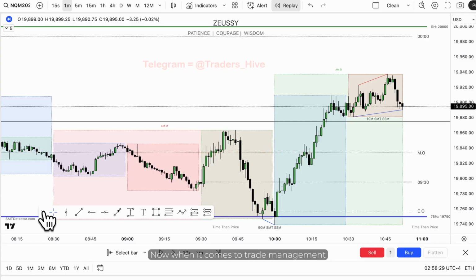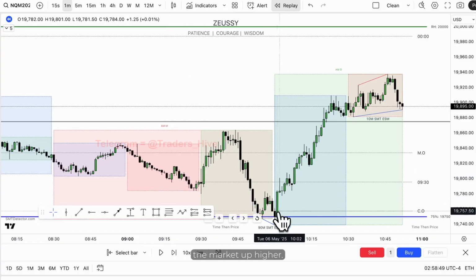Now, when it comes to trade management from a technical perspective, however, there are a variety of things which we can look at. And those are the things which I want to put emphasis on during this lecture. In front of you, you can see the Nasdaq 1 minute time frame. And we're not going to be discussing how we framed this market maker buy model and how we were able to ride the market up higher.